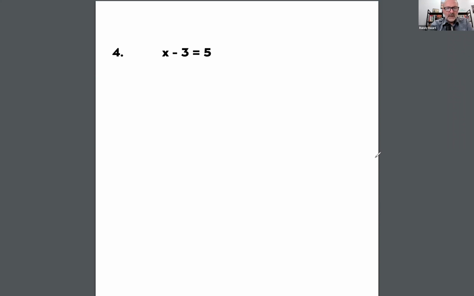I have a 3 next to my x. I want the x by itself, so I'm getting rid of the 3. That's a minus 3. The inverse operation would be plus 3. And I have to do the same thing to both sides of the seesaw. Minus 3 plus 3 cancel. Becomes 0. X plus 0 is x. And now I have 5 plus 3, and that's 8. There's my solution. I am done.